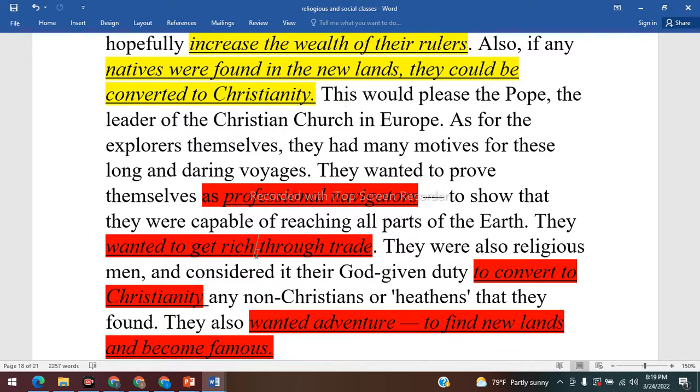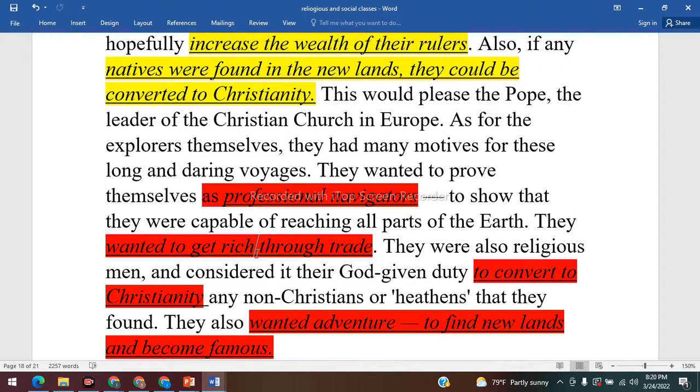I don't want to be that type, but getting rich through trade is good and all. But back in those times, when you got that rich, they'd stab you in the back. So I don't know about that. Okay. Convert to Christianity. That's a good motive, you think? Yeah, that's a good one. Back in those times, they only wanted to do that to please the Pope. Okay, so that's good.